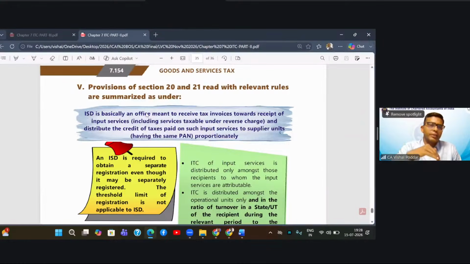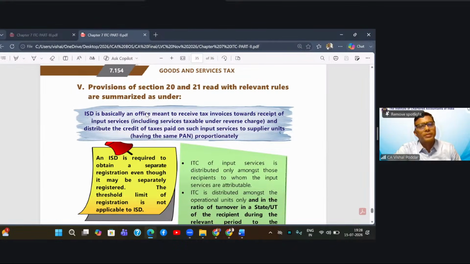Now, what this ISD registration will do, it will allow this head office, this corporate office, to distribute the common ITC which they have received to all their branches. That is the ideology. That is the purpose of ISD. So ISD will basically do what? Whatever common expenses the ISD, that is the corporate office, is incurring, whatever is the ITC on those common expenses, it will distribute.